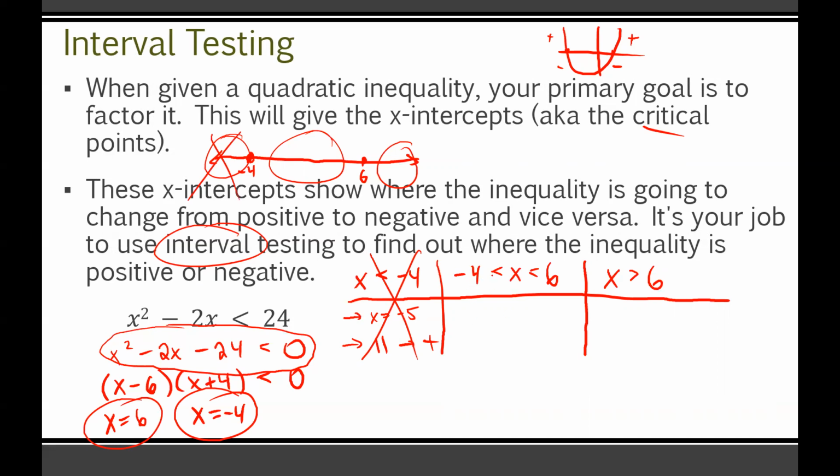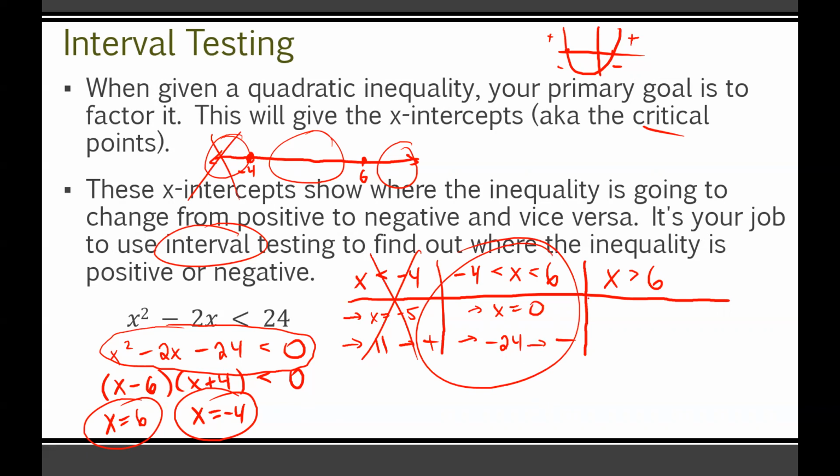Next interval we'll check is where x is between -4 and +6. Probably the easiest number to check in this case would be x equals 0. If you plug 0 into this, it'll be 0 minus 0 minus 24, which clearly will give you -24 as an answer. And -24, obviously, is a negative number. We are looking for numbers that are less than 0, in other words, our negative numbers. So that tells me right now that this interval right here in the center is going to be one of our intervals that actually works. So that's good news, once again.